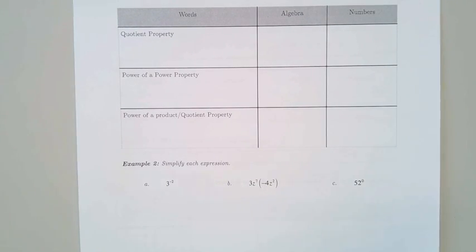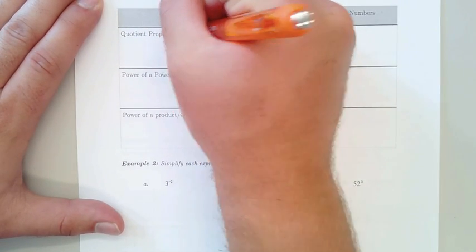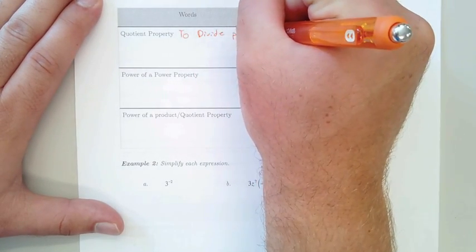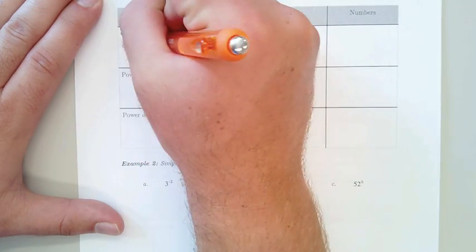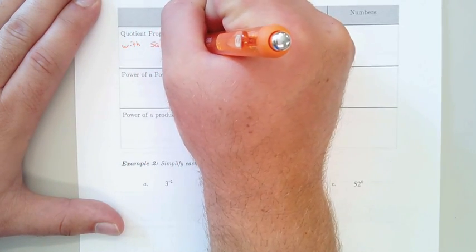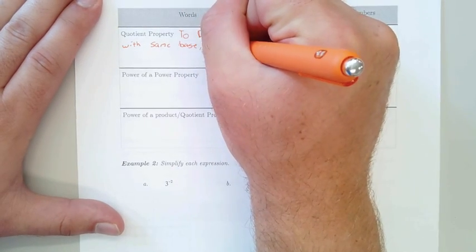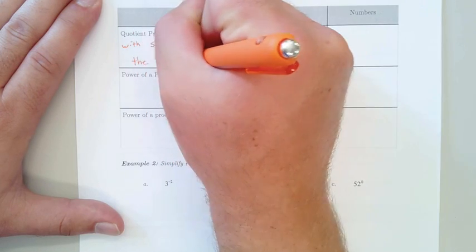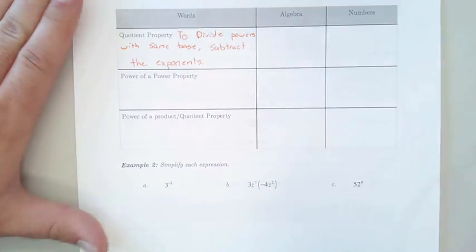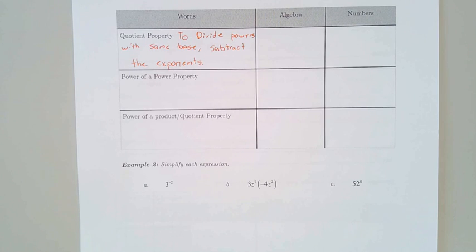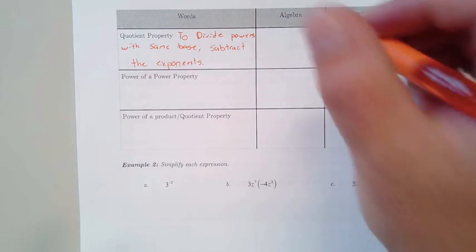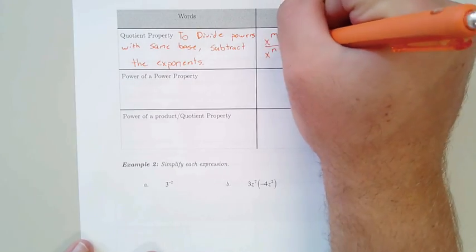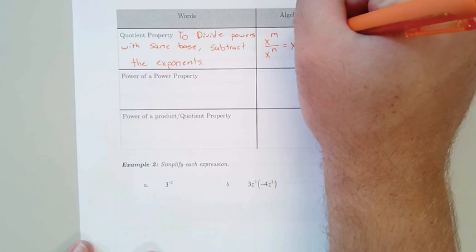So, quotient. Quotient refers to division. So we're going to say to divide powers with the same base, we simply are going to subtract the exponents. And some of you might remember that, or you might guess that just from the fact that multiplication is the opposite of division. So we do the opposite of addition, which is then subtraction. So this is going to be x to the power of m divided by x to the power of n. If I divide those, that means I'm really just going to take the 1 x and do it as m minus n.